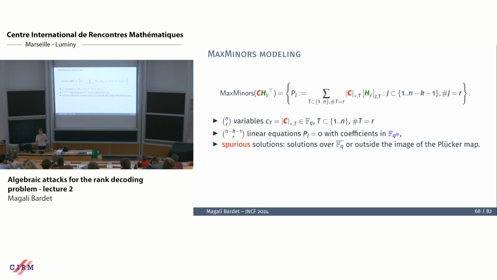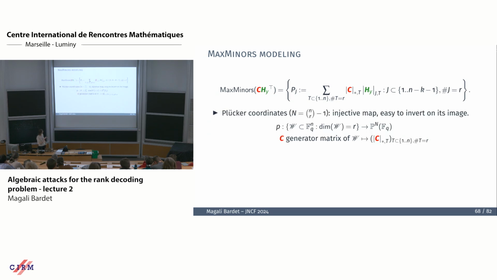So if I don't add this constraint to the system, I will get a solution with some coordinates in FQ and some others in FQ to the m. And the second problem is that, using the change of coordinates, I could get solutions that are not in the image of the Plucker map. They are in this projective space, but they do not correspond to the evaluation of all minors of a matrix.